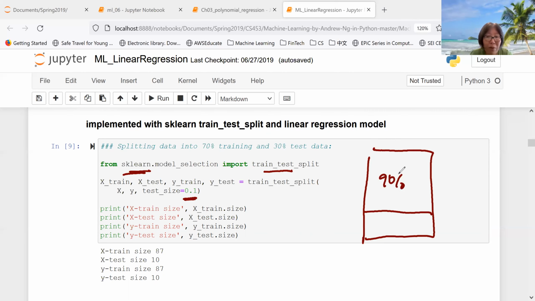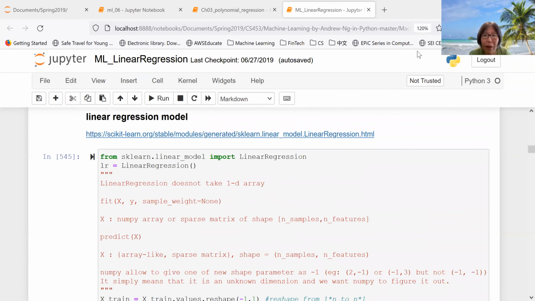So 90% for training and 10% is for testing. And if you call this model, it will automatically take care of the splitting of training and testing data for us. So that's not a big issue.